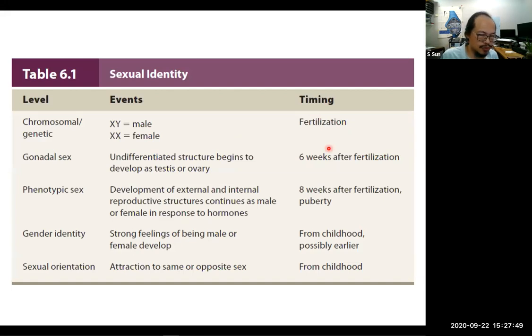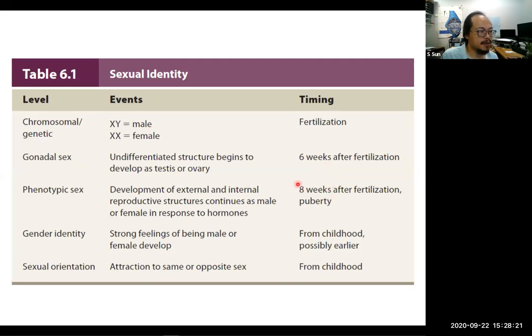And then through the development, several things can happen, right? Gonadal sex starts at about 6 weeks. The Mullerian or Wolffian ducts will start to develop: one will degenerate, the other one will develop into the specified sex. So that's the gonad part.